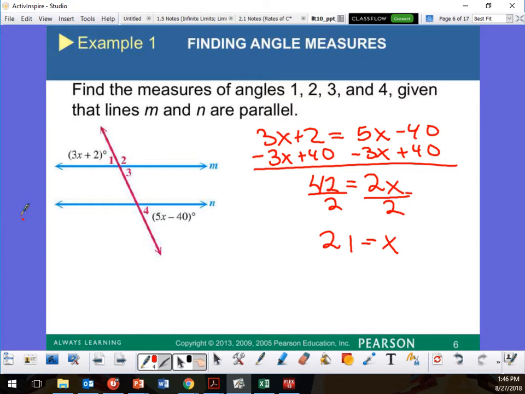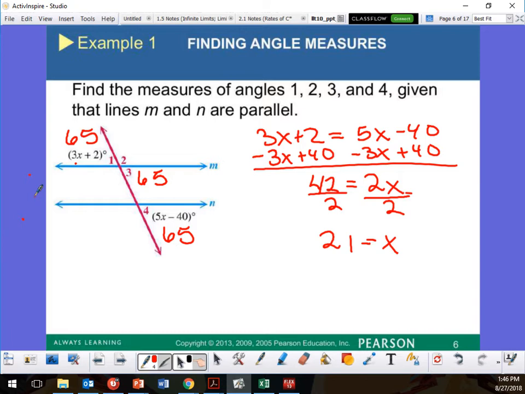So 3 times 21 is 63, plus 2 is 65. So now, do I have to plug it in again over here? No. These are going to be equal, right? So I say that this one's going to be 65. What else do I know? Angle 3 is going to be 65.